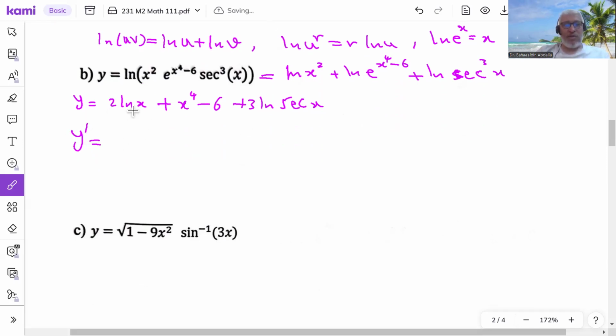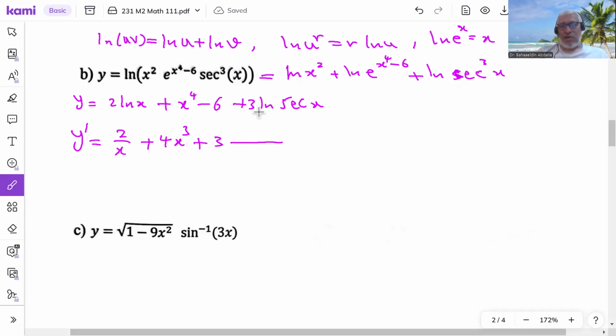2 is a constant. The derivative of ln x is 1 over x. So the derivative is 2 over x. The derivative of x to the power 4 is 4x cubed. This is a constant alone, so the derivative is 0. This is a constant multiplied, so 3 is there, and we need to find the derivative of ln secant.